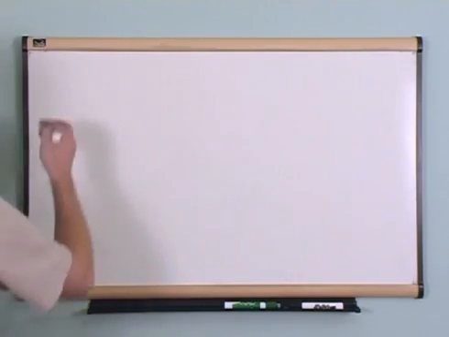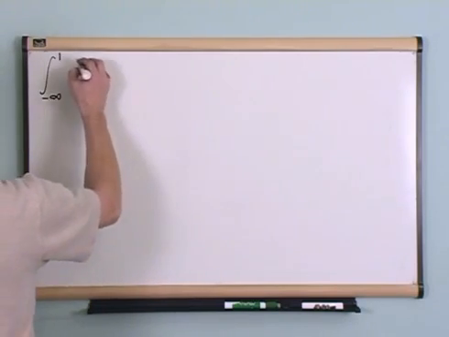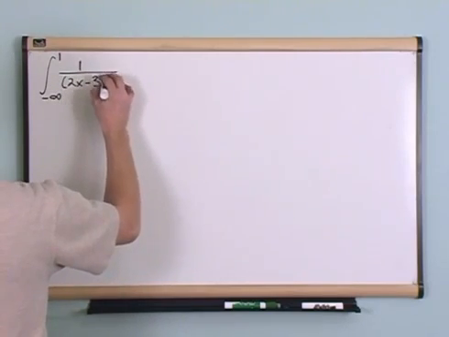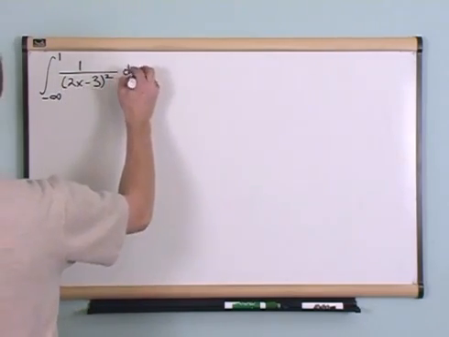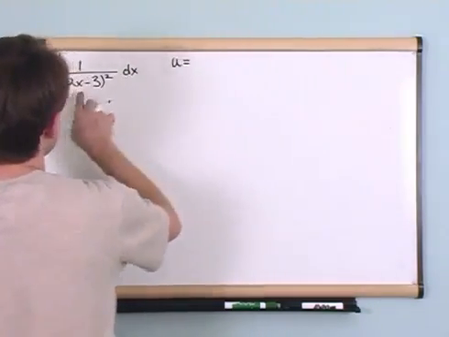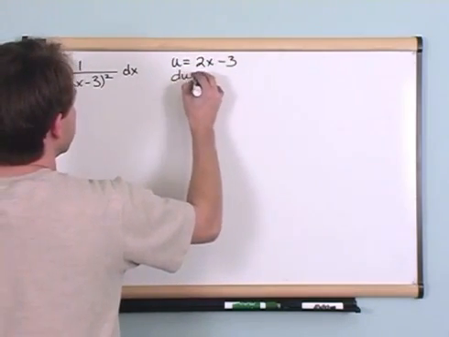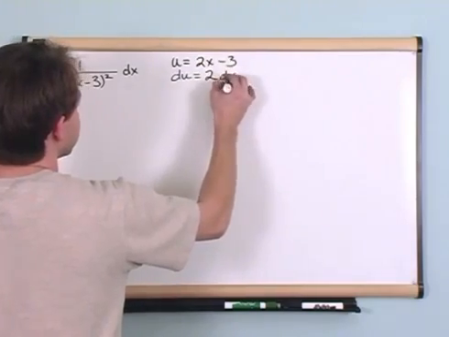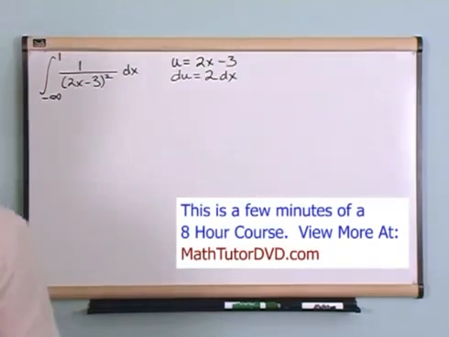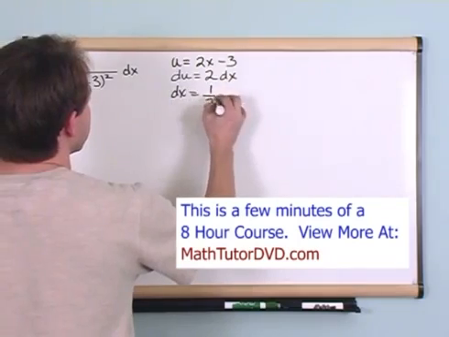So let's do one of those right now. What if you were integrating from negative infinity to 1 of the integral 1 over (2x minus 3) squared dx? Okay? And then we said u is going to be equal to this in the bottom, 2x minus 3, so that du is equal to 2 times dx. du/dx is 2, and then we move the dx over. Okay? So then dx is equal to 1/2 du.